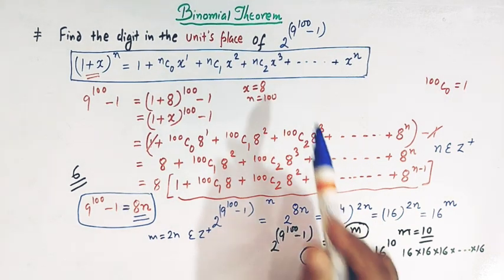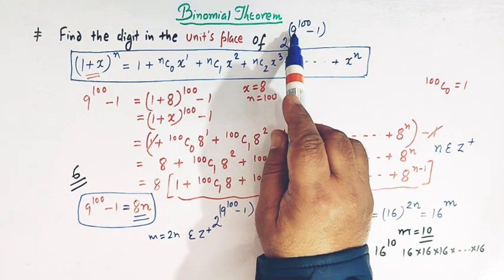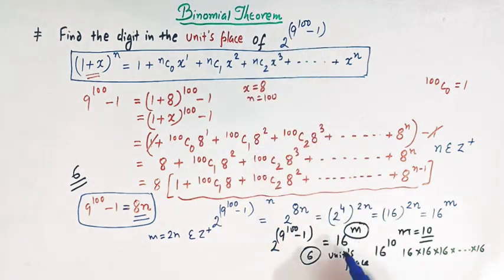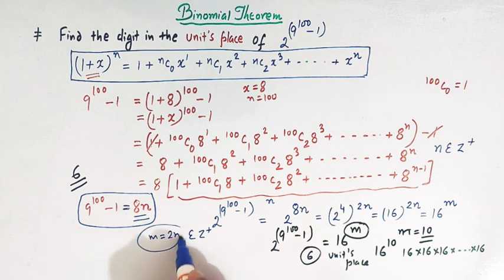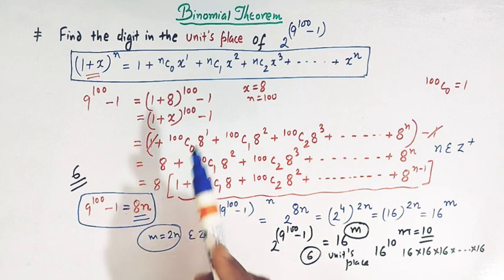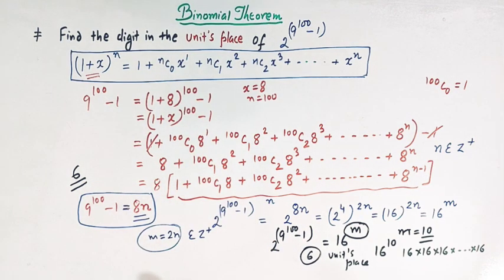So viewers, this number, that is 2 raised to (9^100 minus 1), which is equal to 16^m, where m is equal to 2n and m is a positive integer, is always having 6 in the units place.